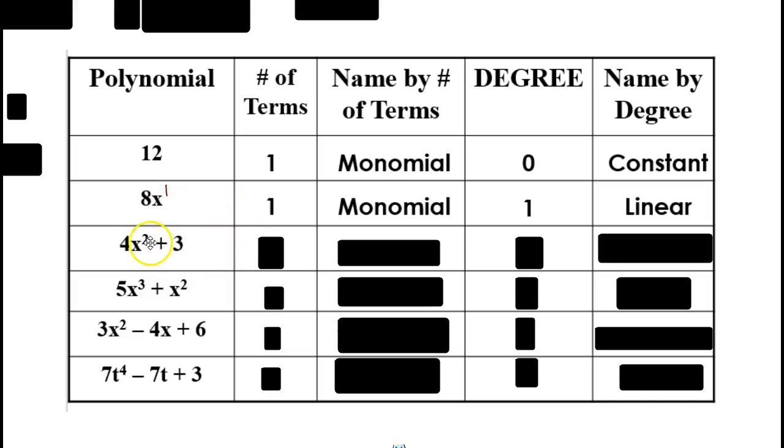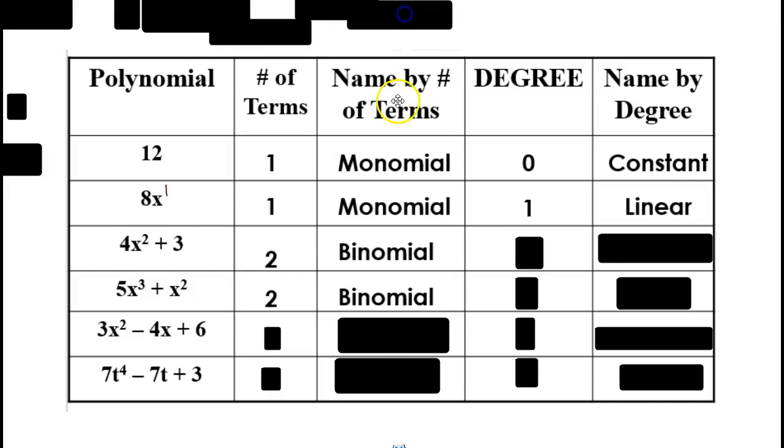Okay. Now, when there are two terms, two parts separated by addition or subtraction, 1, 2, when there are two parts, it has a special name. It's called a binomial. So monomials have one term, binomials have two terms. That should make sense to you. Those prefixes, mono is 1 and bi is 2. The degree of our example here, 4x squared plus 3, the biggest exponent is 2, which would mean that the degree is 2.